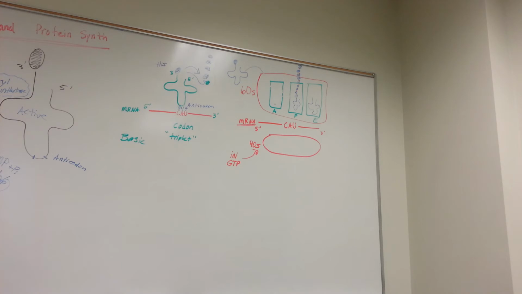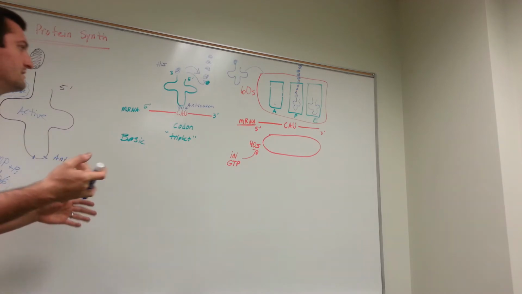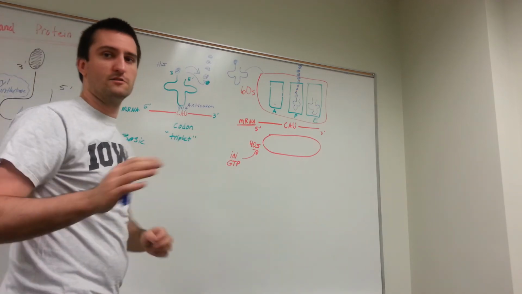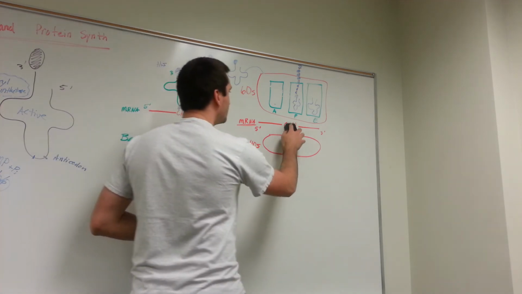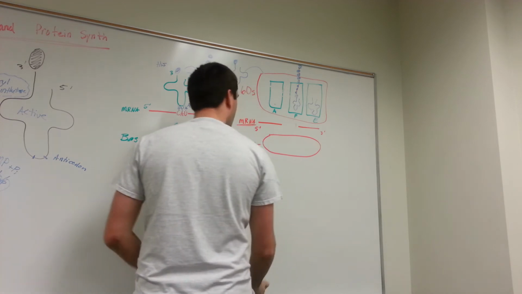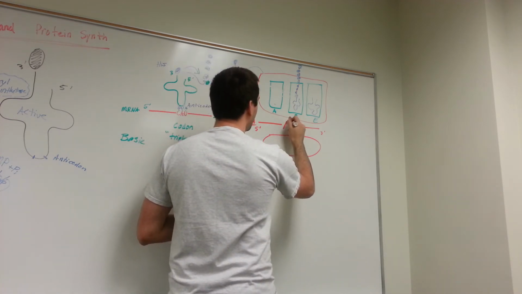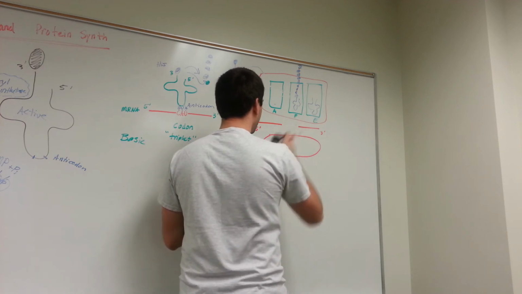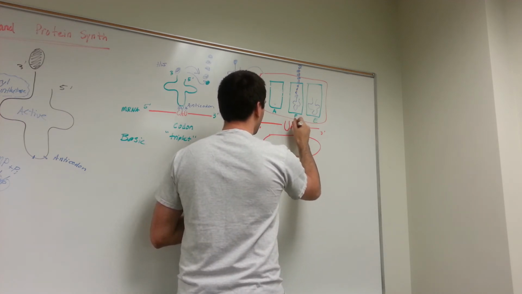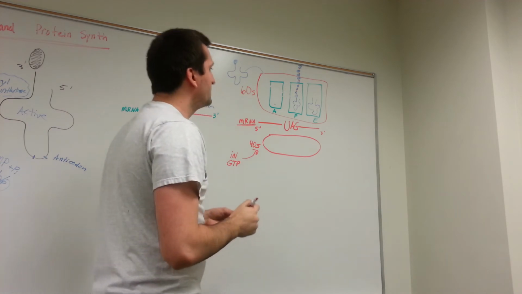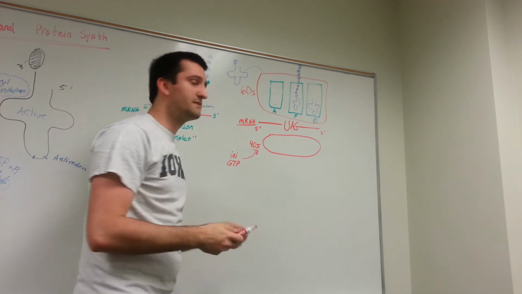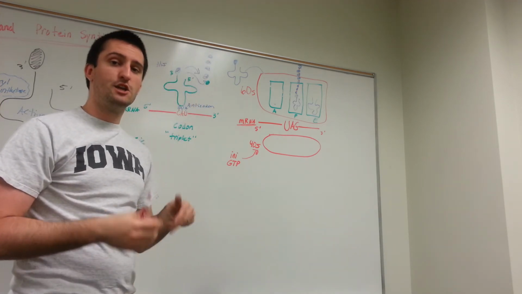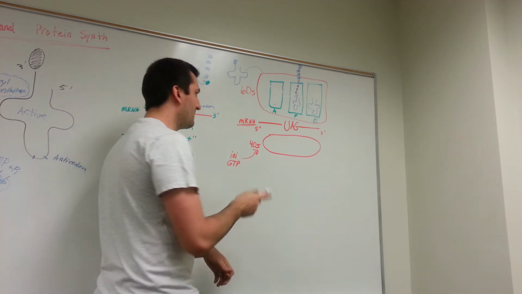Now let's talk about the stoppage, the termination. Termination of this chain. So let's say we finally get to a sequence, let's say a UAG. So a UAG is going to be a stop sequence, a stop codon. There are going to be three stop codons, the UAG, UAA, and UGA. Those are going to be your three stop codons.